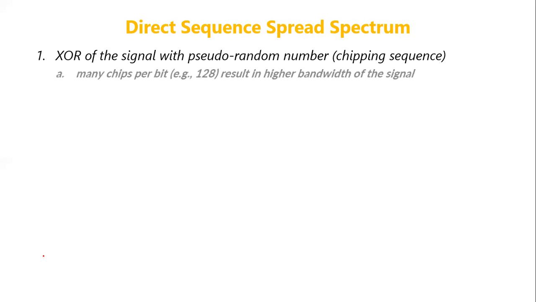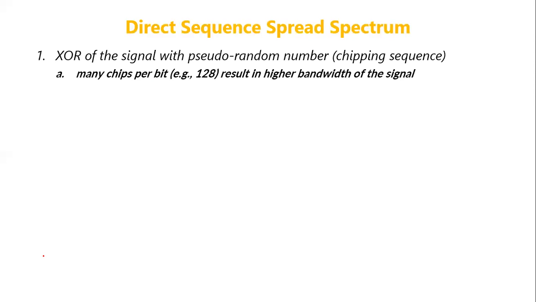In direct sequence spread spectrum, we have the original signal, the user signal that is to be transmitted, and that user signal will be XORed with a pseudo random number, which is a sequence of bits. These bits can form any number, like a 6-bit number or an 8-bit number, or in some real-time applications it may be even as high as a 128-bit number.